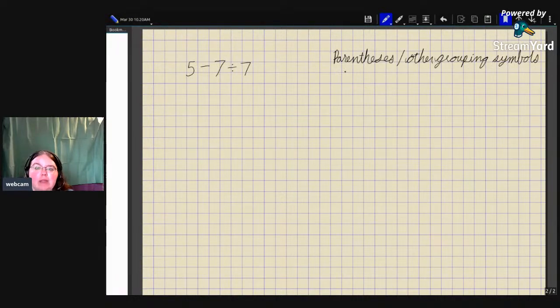Now, after that, mathematicians have agreed to deal with exponents, which we don't have any of in this problem, so we'll just skip that. After that, mathematicians have agreed to deal with multiplication, and then addition.